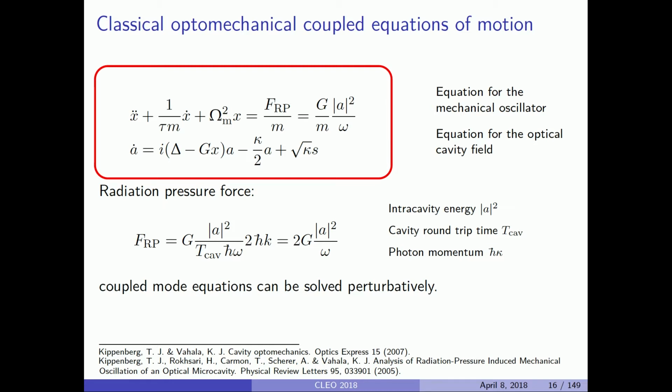Now, if you think about it, each photon, when it travels once around the cavity, say a circular whispering gallery cavity, transfers 2 h bar k of momentum. If you divide by the round trip time, you get the photon force, and that force is exerted on the mechanical oscillator. So these are all the equations that encapsulate optomechanics. It's extremely simple: just an optical field coupled to a mechanical oscillator.